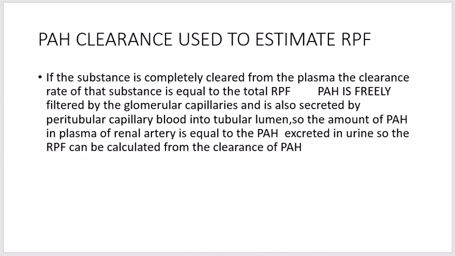Filtration fraction is calculated from the GFR divided by the renal plasma flow. So these are some markers which are used to estimate the renal function, such as the clearance or the renal perfusion. I hope you will understand about these markers that can be used to quantify the renal function and also to measure, to some extent, the GFR.